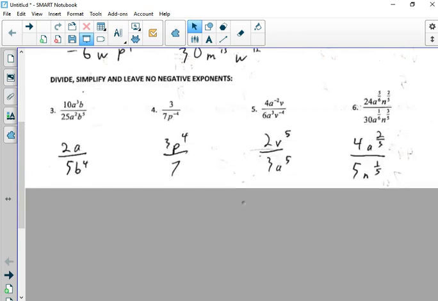So if you're watching this later, you can always pause and slow it down and rewind stuff. Okay, simplify. 10 over 25 is just reduced to 2/5. 5 goes into both of them.